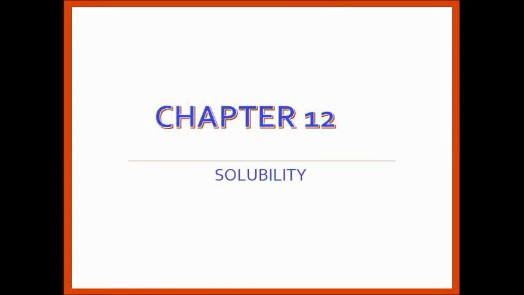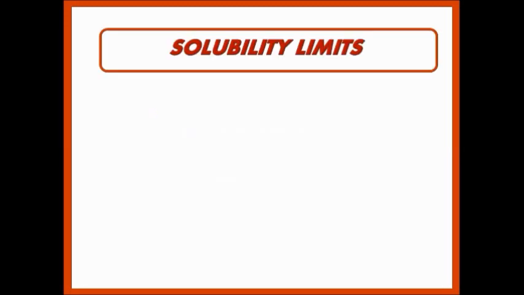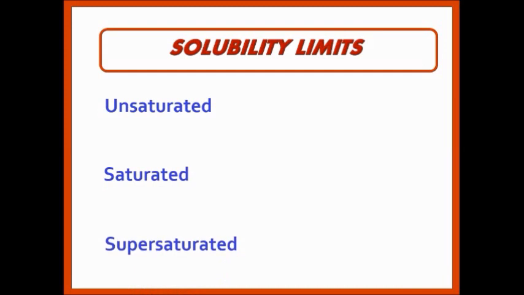In this video, we will discuss the topic of solubility and its defining factors. The amount of a substance that will dissolve in a given amount of solvent is defined as solubility. There are three types of solutions that can help describe the amount of a solute in a solvent: unsaturated, saturated, and supersaturated. A saturated solution has the maximum possible amount of solute dissolved in the solvent.